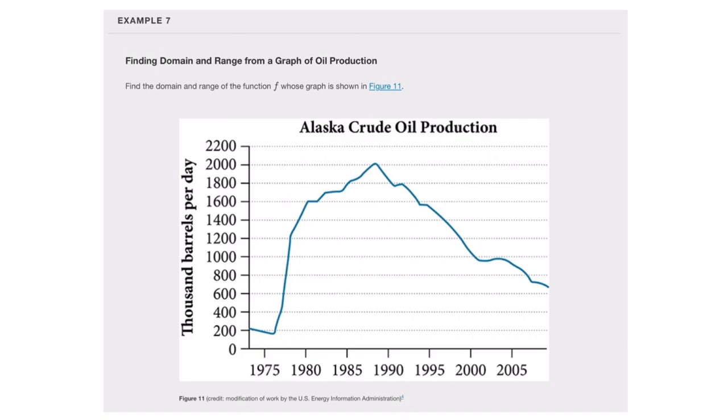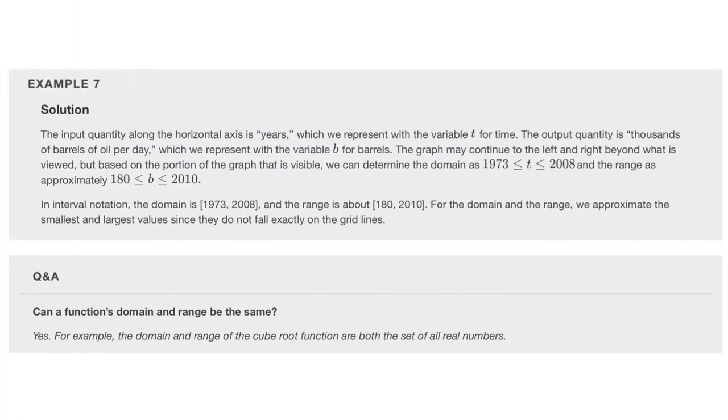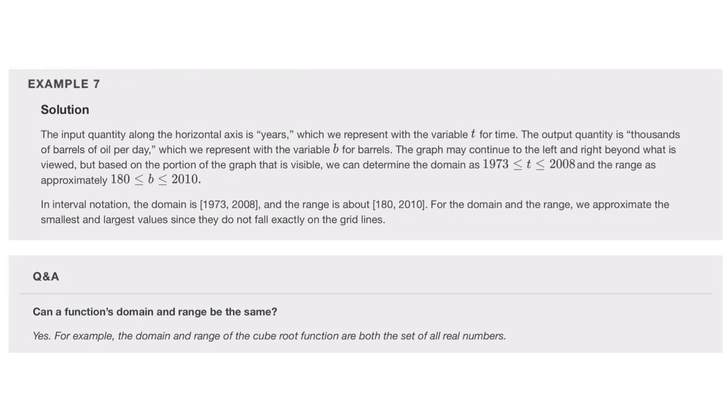Let's look at the prepared notes. 1973. Okay, so the inputs were slightly to the left of 1975, so I think they let it be 1973. And then slightly to the right of 2005, I think they did like 2008. Yeah, 1973. And then 180 to 210, right? So those were approximations just because of the way the data was displayed.